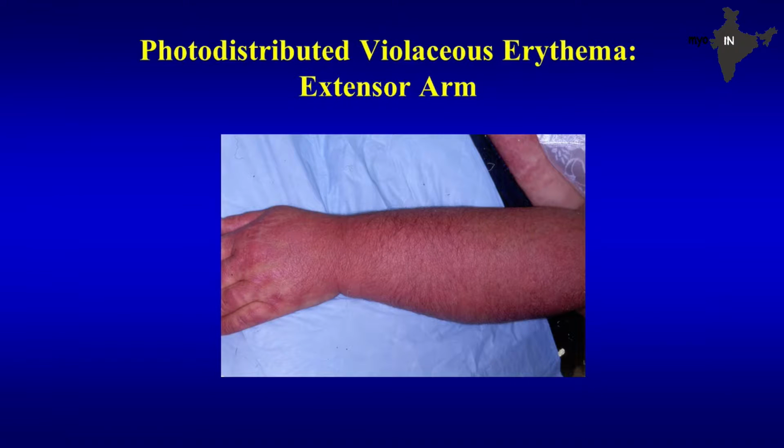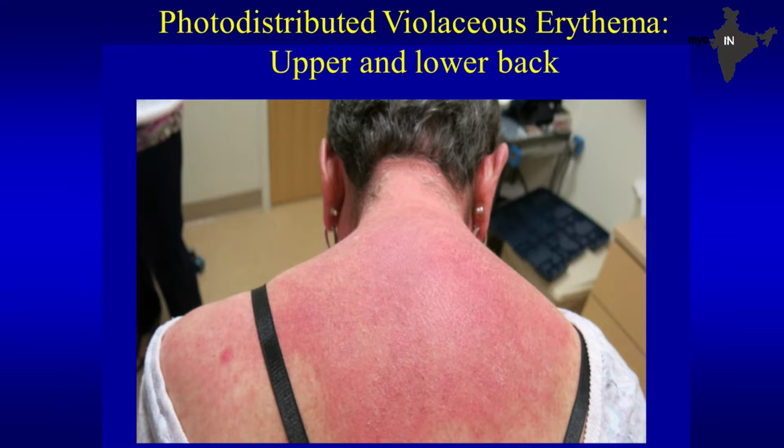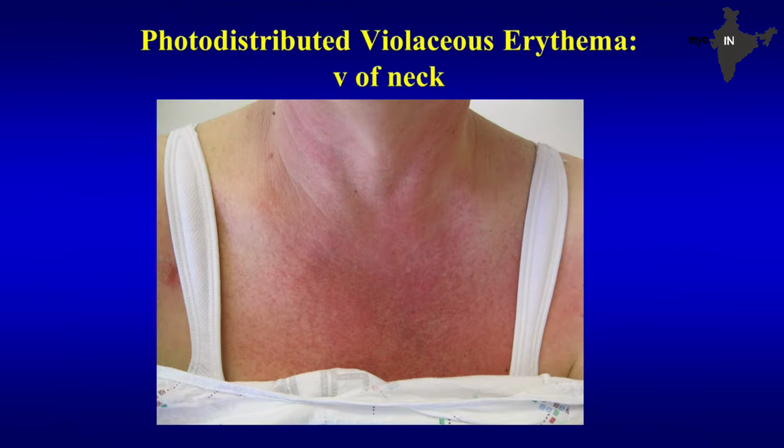Here are the extensor arms extending onto the hand. Here the upper back, neck, and extending onto the lower back. You can see erythema and scale. Typically these are itchy. Here's the V of the neck, kinds of changes that you can see.